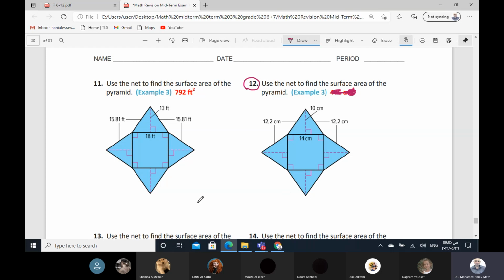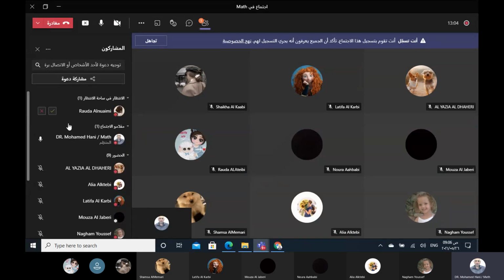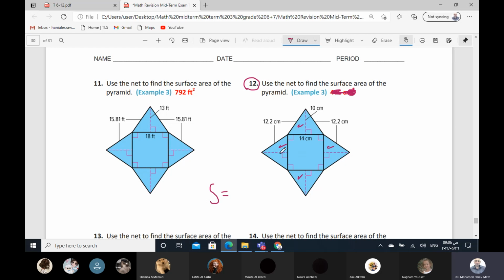Okay, listen to me, please. We want to find the surface area, represent S. As you see here, we have 1, 2, 3, 4, 4 congruent triangles. So we can find the area of the triangle. As you remember, 1 over 2 multiplied by the base of the triangle. The base of the triangle will be 14 times 14.